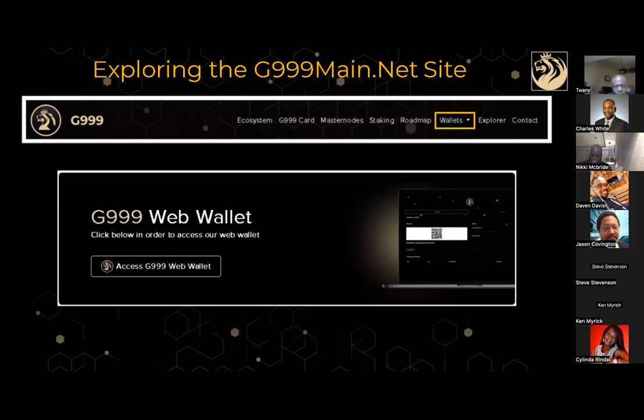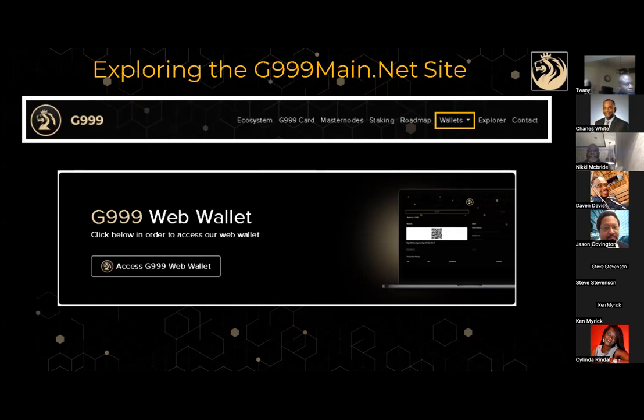And then finally over here, you have the wallets. We have three main wallets that are available for us to store and use our G999 coins. We're going to get into more detail about these very, very soon. But in general, this is what you need to know. The first type of wallet is a web wallet. This is kind of an online wallet that you can go to with a web browser. It is fully secure, but it does have its pros and cons, but you can use it many different ways.